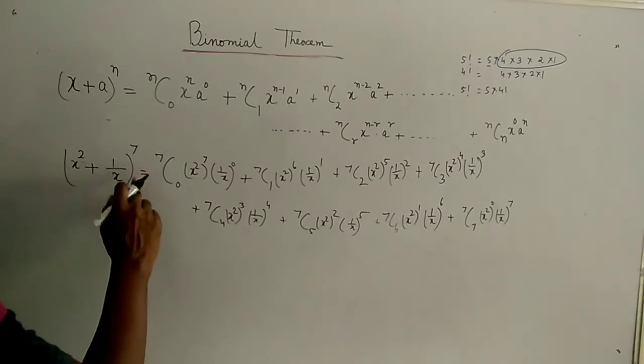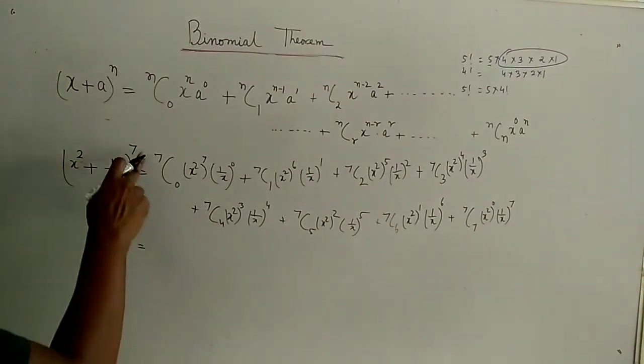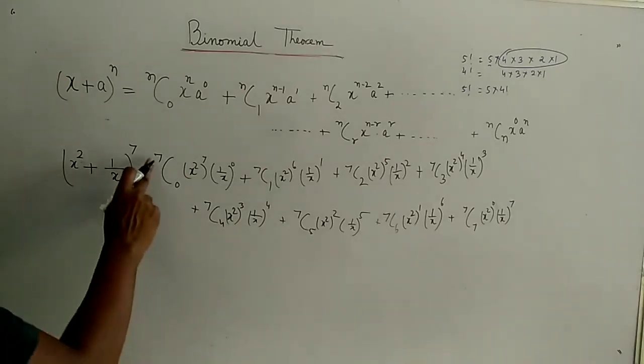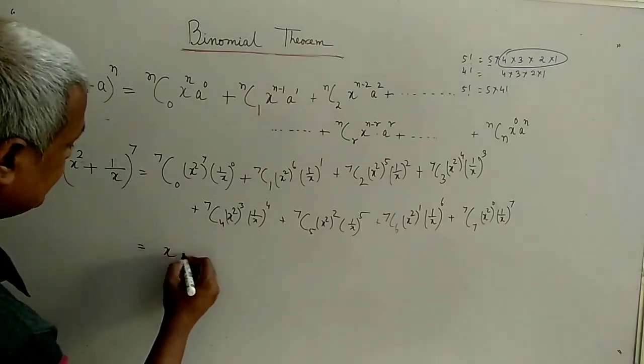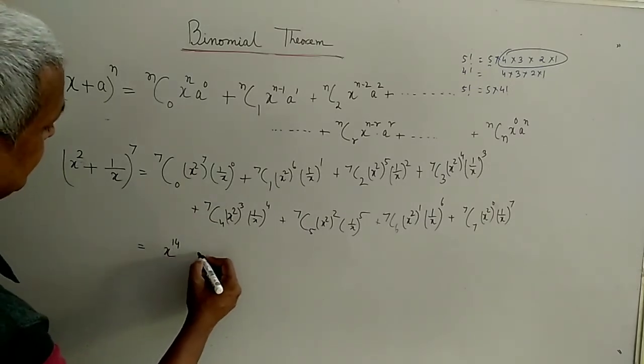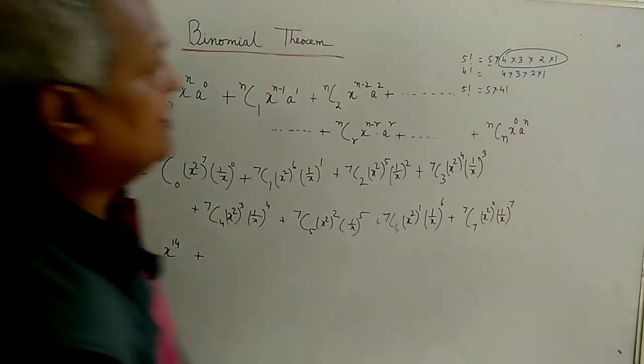What is 7C0? 7C0 is 7 factorial over 0 factorial into 7 factorial. So nC0 is always 1, so this value is 1. And (x²)^7 is x^14, plus 7C1.